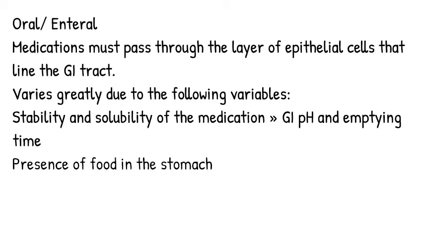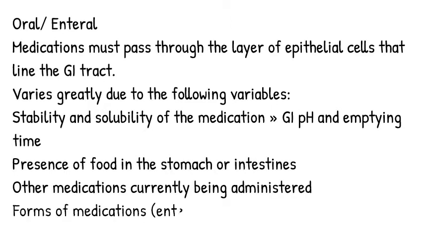The first route of administration we're going to talk about is oral or enteral. These are medications that pass along the GI tract. Some things can impede or affect our oral medications, and that can be the stability and solubility of the medication, the pH and emptying time of the stomach, presence of food in the stomach or intestines, other medications given at the same identical time, and the form of medication, if it's enteric coated or it's a pill.